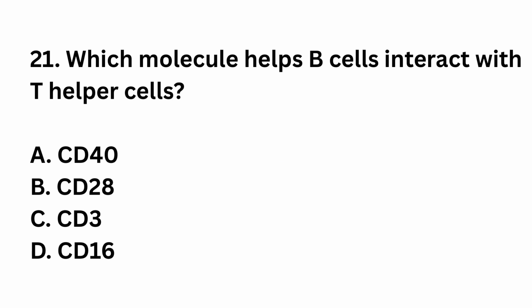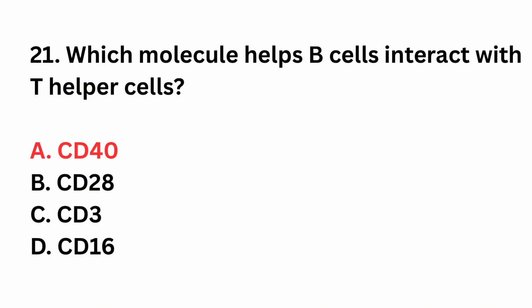Question number 21. Which molecule helps B cells interact with T helper cells? CD40, CD28, CD3, CD16. The right answer is option A, CD40. CD40 on B cells binds CD40L on T cells. This interaction is crucial for class switching.